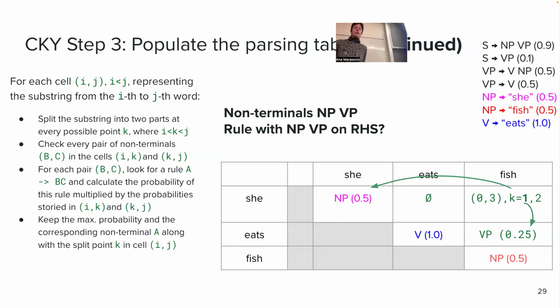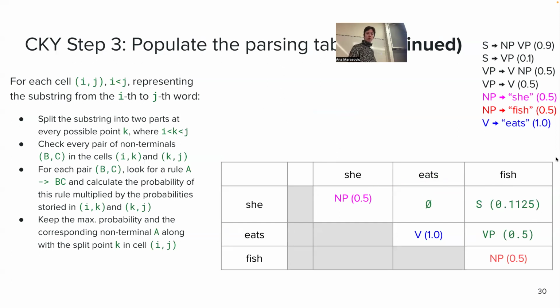And now, these are the non-terminals we found in these cells, NP and VP. And we are thinking, okay, is there a rule with NP followed by a VP on the right-hand side? Is there one? Okay, what is it? I see nodding. Louder, please. S followed by NP VP. So the first one, which is 0.9 over here. Okay, so great. I have recorded that.